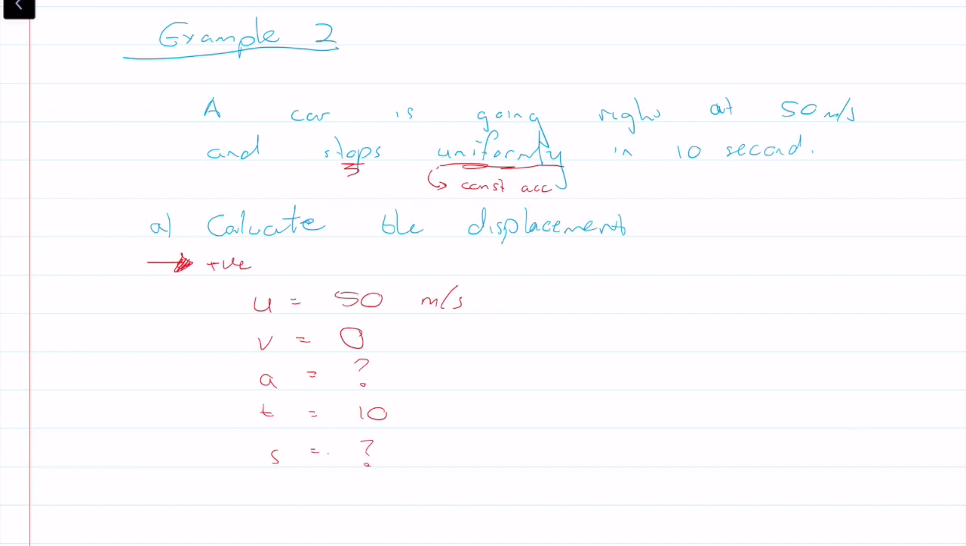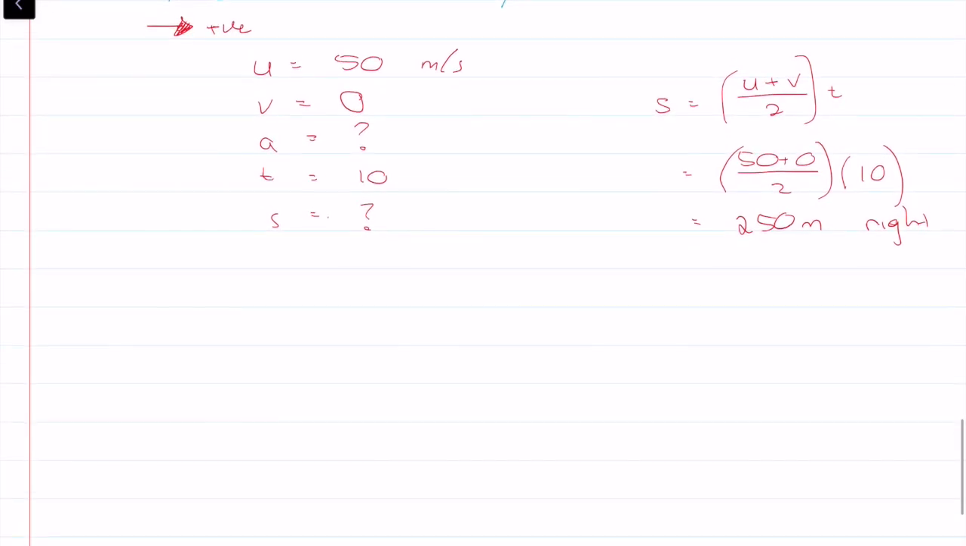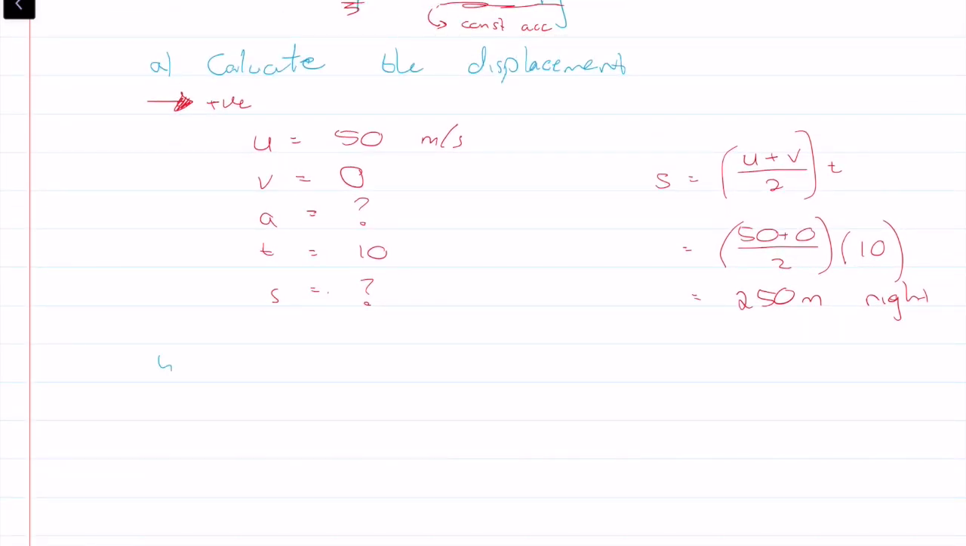Okay, so what equation can we use for displacement? S equals, let's use (U plus V) over 2 times the time. So U is 50 plus 0 divided by 2, times the time of 10 seconds. That's 25 times 10, okay, 250 meters. And the answer came out positive, so we're going to say it is right. Then the next part, question B, says determine the acceleration.